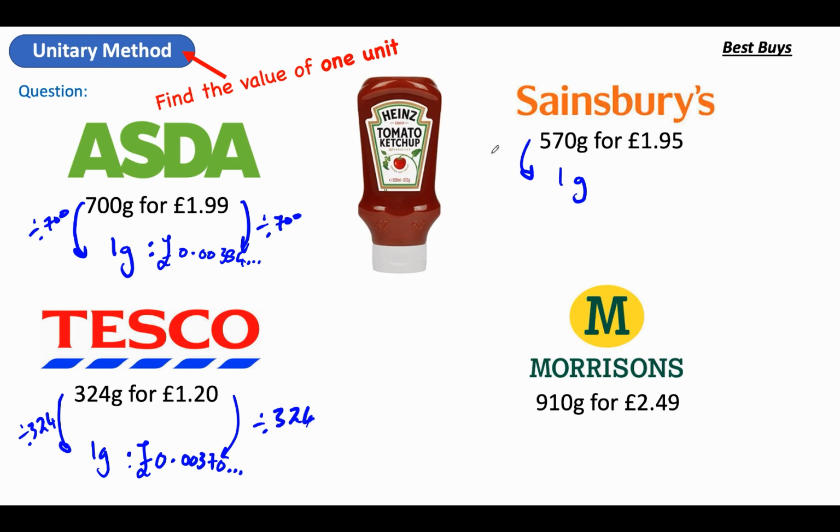Sainsbury's, so divide it by 570. So £1.95 divided by 570 is, 1 gram for 0.00342. Okay, which is cheapest so far? 384, 370, 342. So far it's Sainsbury's. Each gram costs less in Sainsbury's, but let's check out what Morrison's have got, because they've got quite a decent offer going on here. So divided by 910.